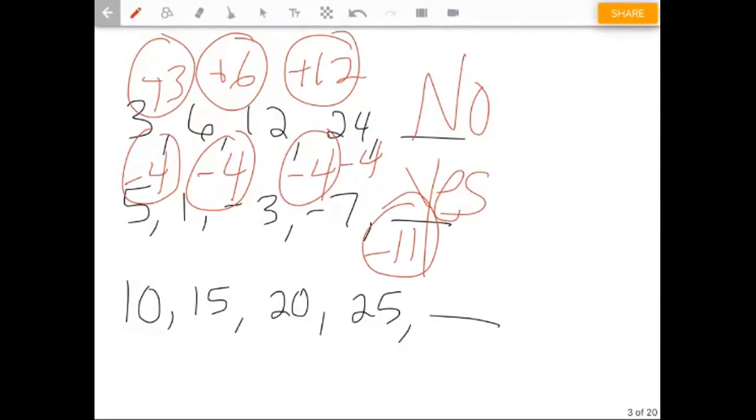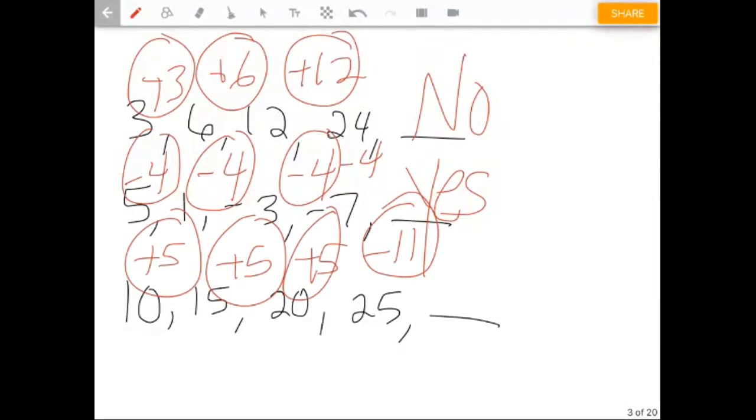All right, and then the last one, 10 to 15, we'd add 5. 15 to 20, we'd add 5. 20 to 25, we'd add 5. So the difference is always constant. So yes, this is arithmetic. And the next term, to get it, we'd add 5, so it'd be 30.